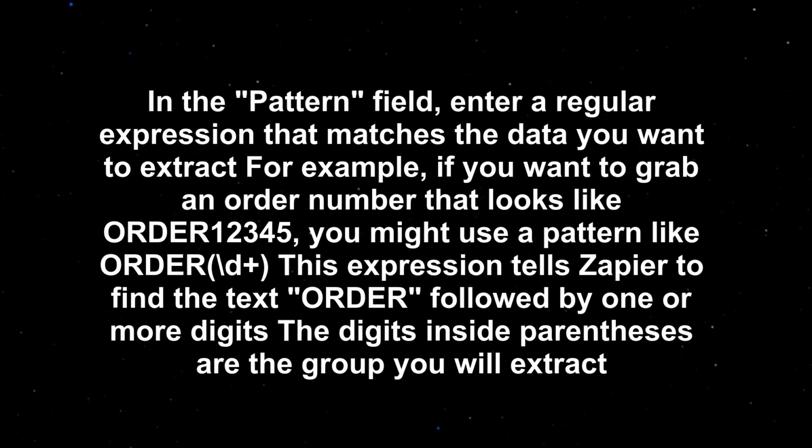In the pattern field, enter a regular expression that matches the data you want to extract. For example, if you want to grab an order number that looks like order 123456, you might use a pattern like order (\d+). This expression tells Zapier to find the text order followed by one or more digits. The digits inside parentheses are the group you will extract.